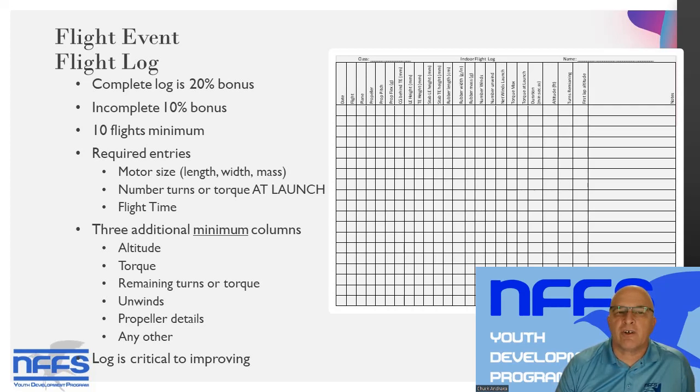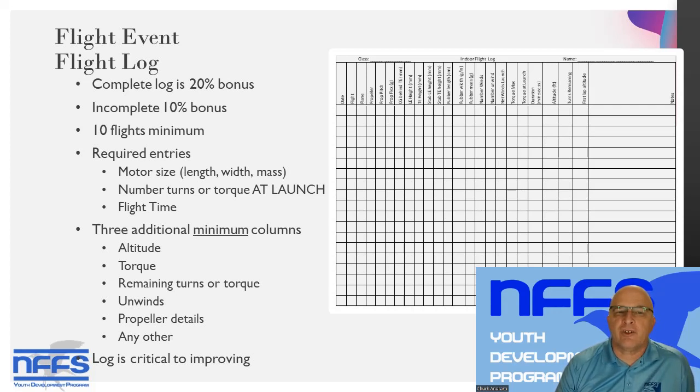The required entries are the motor size, and that's not well defined, and that's on purpose. That can be the length of the loop, the width of the loop, the density of the loop in grams per inch, the mass of the loop. It's not clear. I recommend including all of those as parameters. The number of turns or torque at launch. So if you unwind after winding to peak torque, be sure that you report the turns or torque at launch, not at full wind. I do both. The flight time is required.